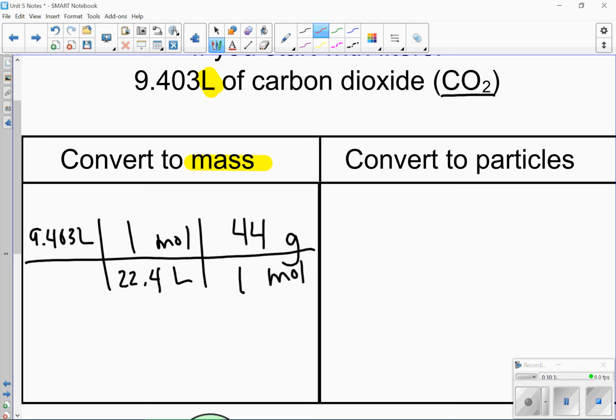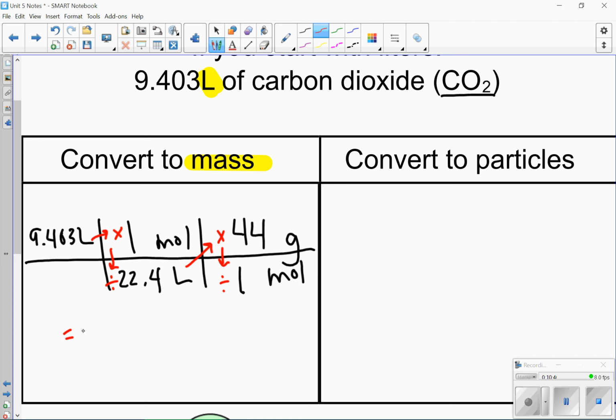So now we're going to put this in our calculator. So you're going to times on the top, then divide down, then go back up. Times on the top, then divide down. So you're going up, down, up, down, up, down, all the way across. So grab your calculator. You're going to do 9.403 times 1 divided by 22.4 times 44 divided by 1.